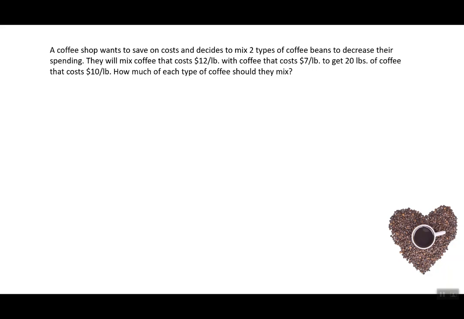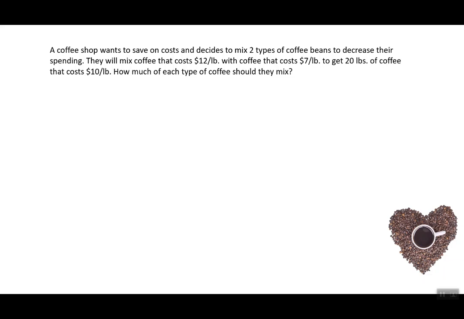Let's start with: a coffee shop wants to save on cost and decides to mix two types of coffee beans to decrease their spending. They will mix coffee that costs $12 a pound with coffee that costs $7 a pound to get 20 pounds of coffee that costs $10 a pound. How much of each type of coffee should they mix?